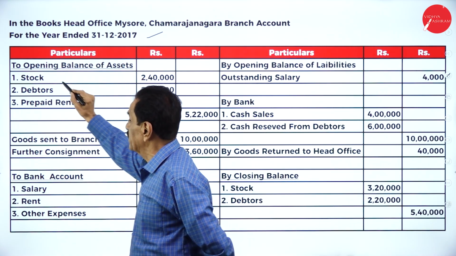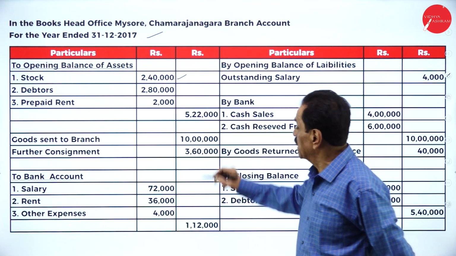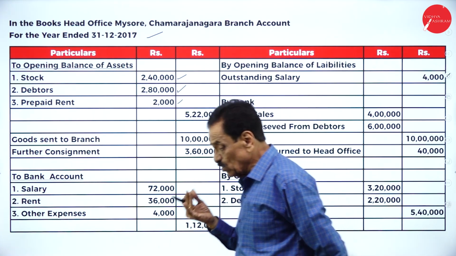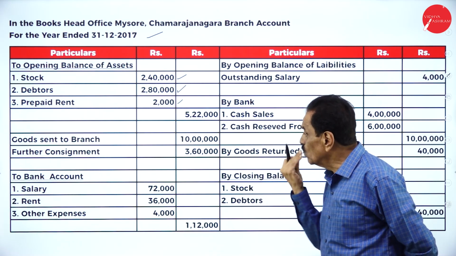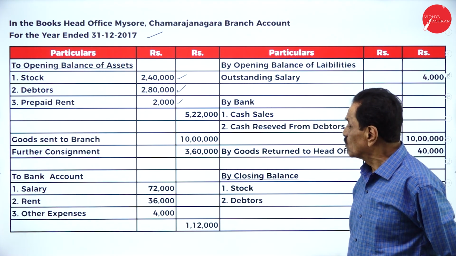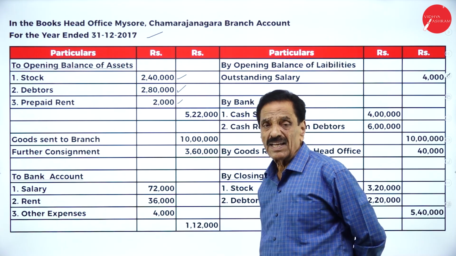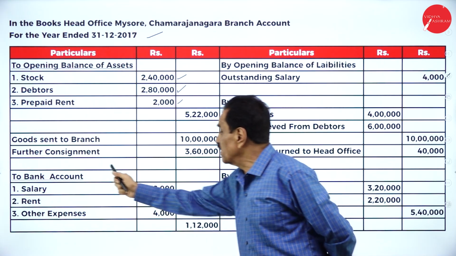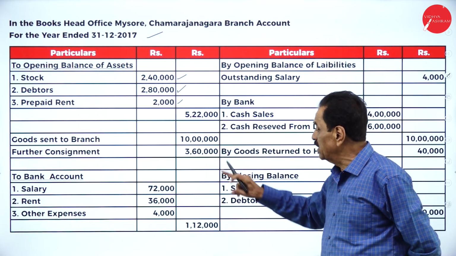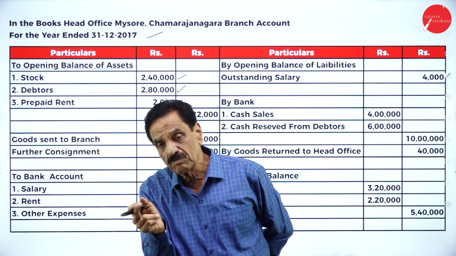Opening balance of assets: one is stock 2,40,000, one is the opening debtor 2,80,000, one is the prepaid rent 2,000. There is no furniture, no petty cash. Totally opening is 5,22,000. Goods sent to branch by the head office to the extent of 10 lakh, that is at invoice price. Further consignment: already we sent 10 lakh, further consignment is 3,60,000. This is goods sent by head office to branch account.